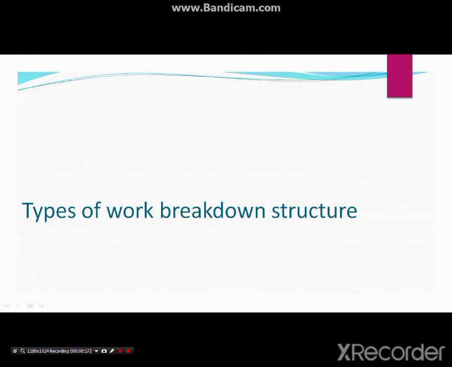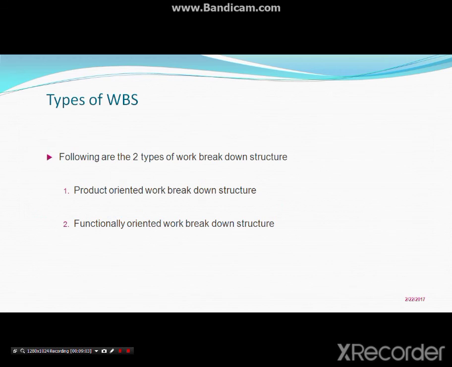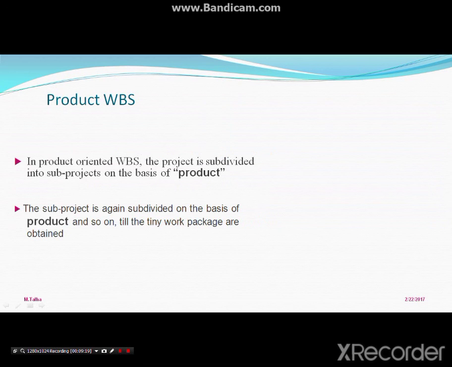There are different types of work breakdown structure. So there are basically 2 in number. First is your product oriented work breakdown structure. Second is function oriented breakdown structure. Now we are going to see first and foremost, that is product oriented work breakdown structure.